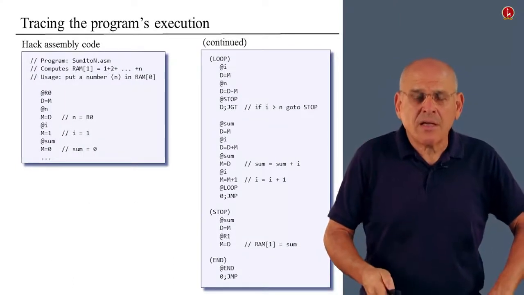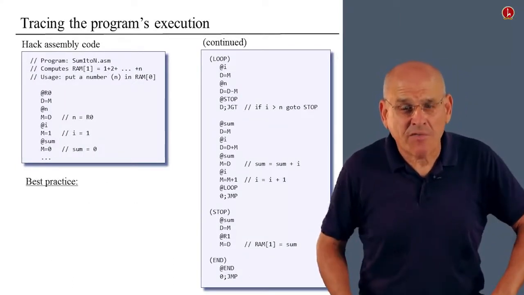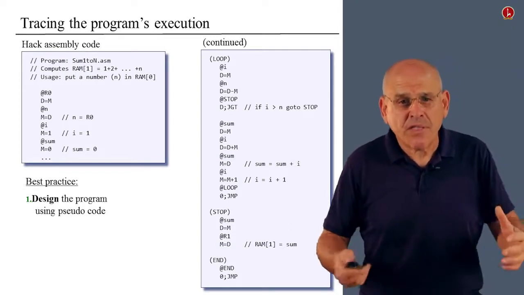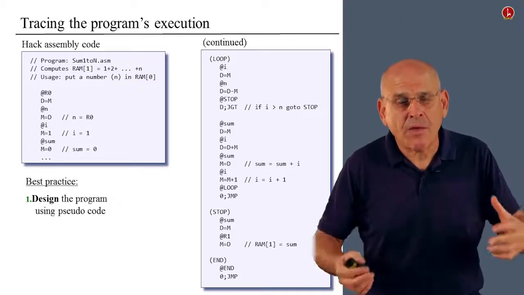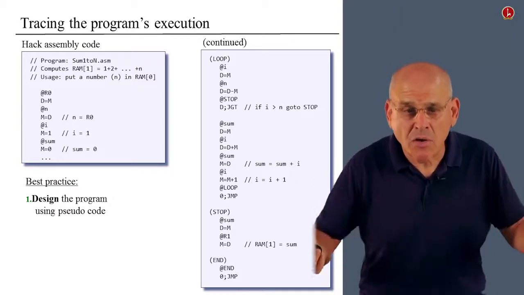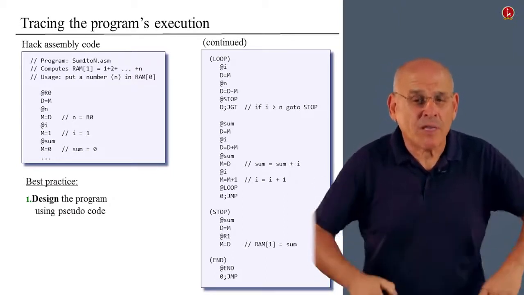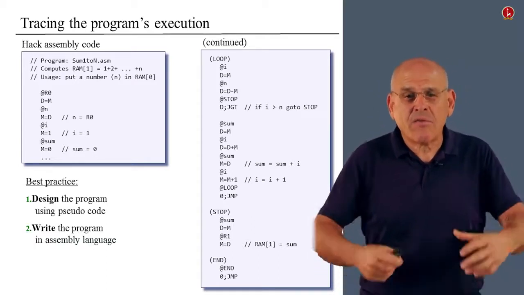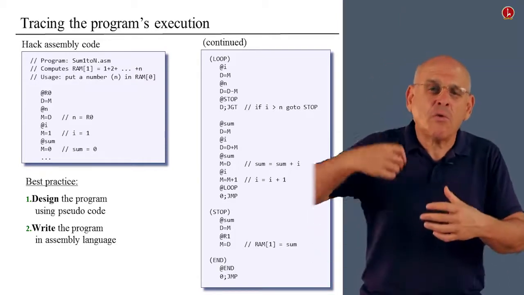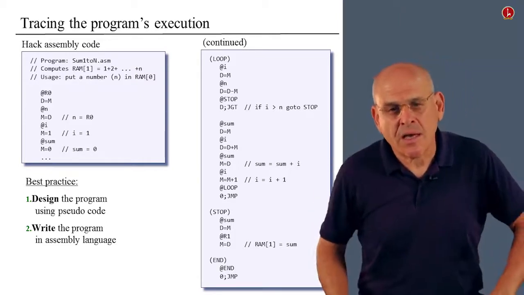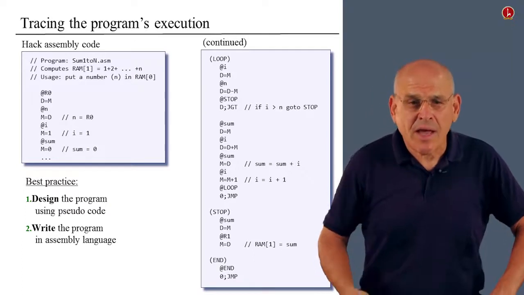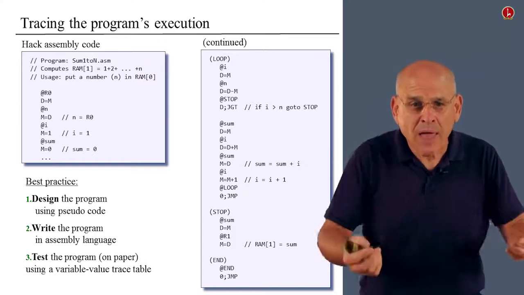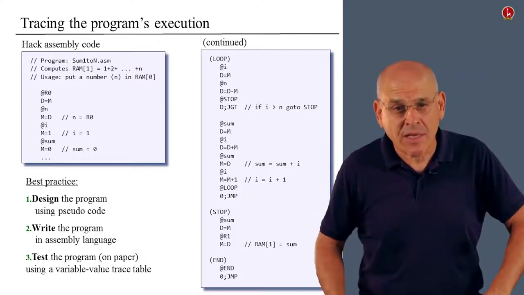So in closing, here's our best practice advice for writing Hack machine language programs. First of all, you have to design the program using some sort of pseudocode, and you can follow the pseudocode example that we used in the previous slide. Second, you have to take your pseudocode and re-express it using the Hack assembly language. And finally, we recommend that you test the resulting program on paper using some sort of a trace table.